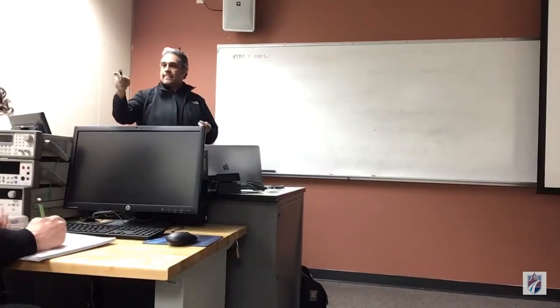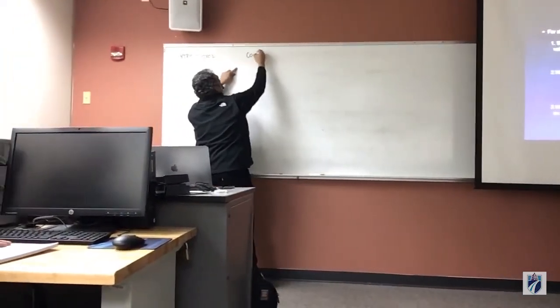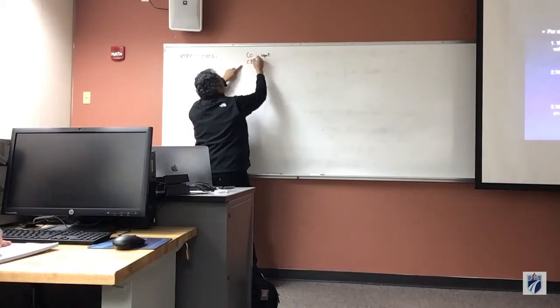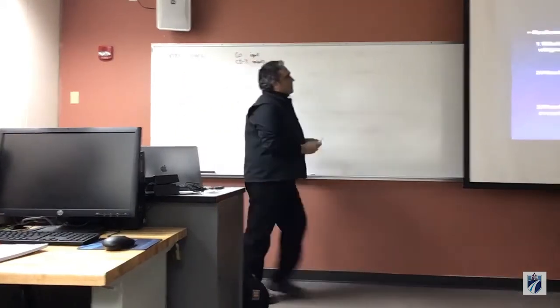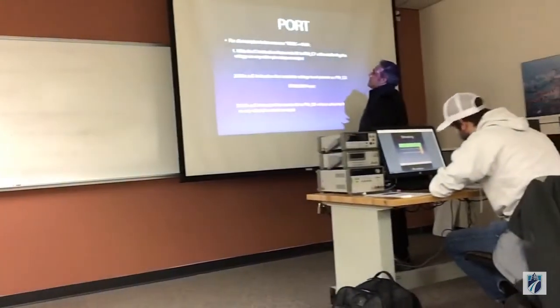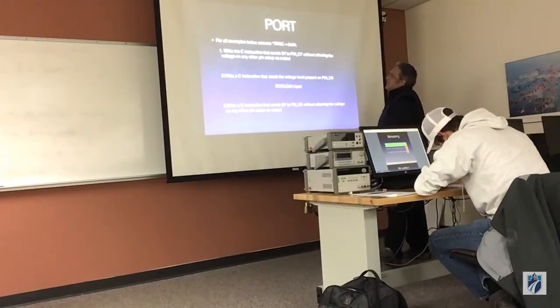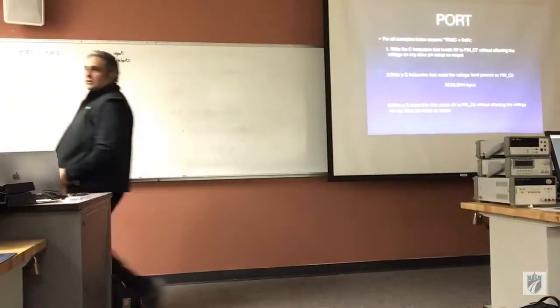What does that mean? C0 is what? This guy is an input. And 1 through 7, these guys are outputs. That's what that means. Right? Now, check the question. I want you to write the C instruction that sends 5 volts to pin C7 without affecting the voltage on any other pin set up as output.